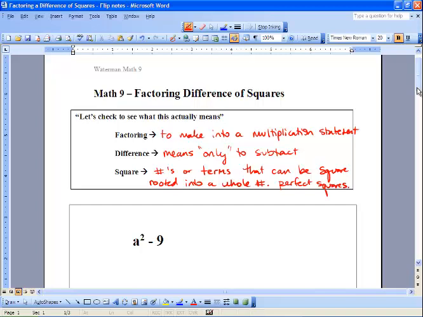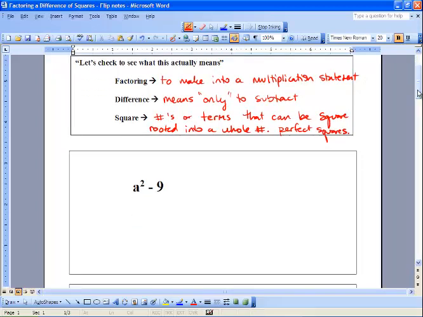So, we're going to look at a squared minus 9. We're going to make sure that we have some perfect squares. Well, a squared is a perfect square, and 9 is also a perfect square. So that fits our criteria. We've got two perfect squares, and we're going to make them into a multiplication statement. We also have a minus sign, so our criteria have been met.